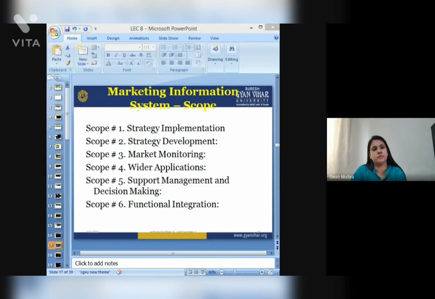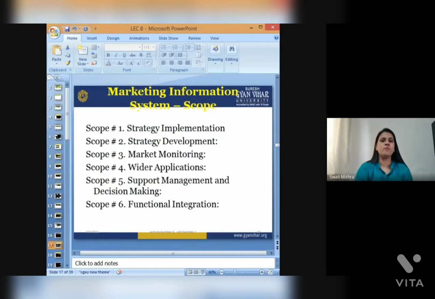So your marketing information system enables the coordination of activities within the marketing department and between marketing and other organizational functions like engineering, production, manufacturing, product management, finance, logistics, and of course customer service also. So with this, I have explained what the scope of marketing information system is.